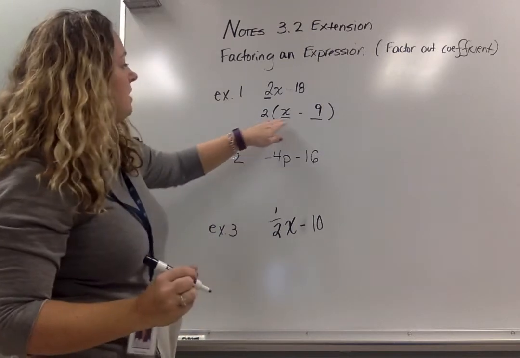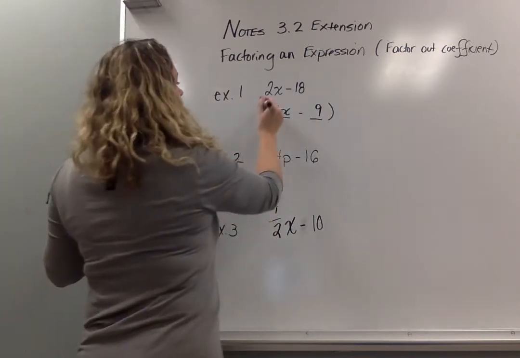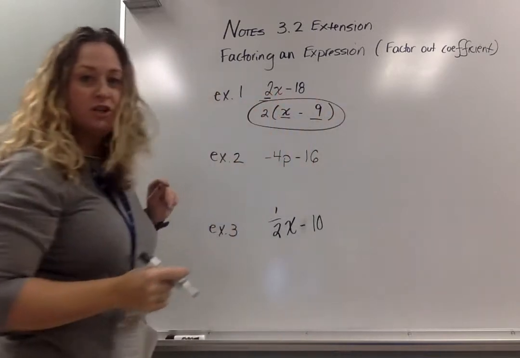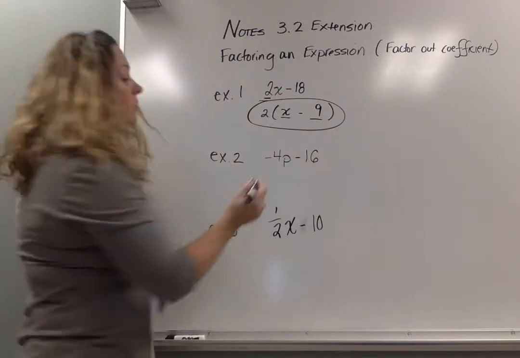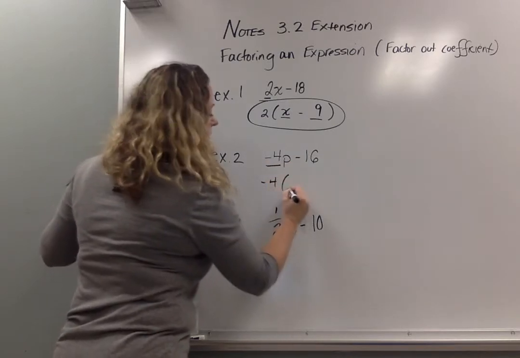So I have 2 times x is 2x. 2 times negative 9 is negative 18. I have just factored out the coefficient. In this part, the coefficient is negative 4 in my second example. So negative 4 is in front.